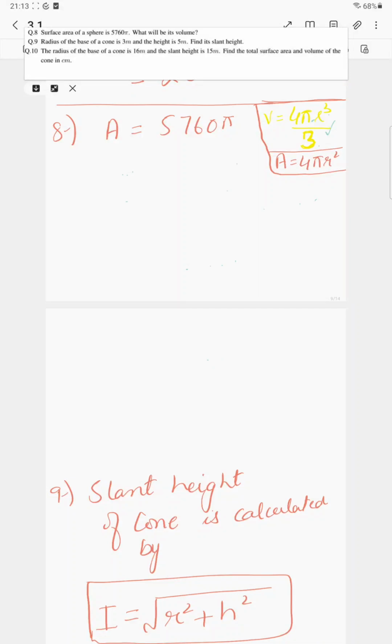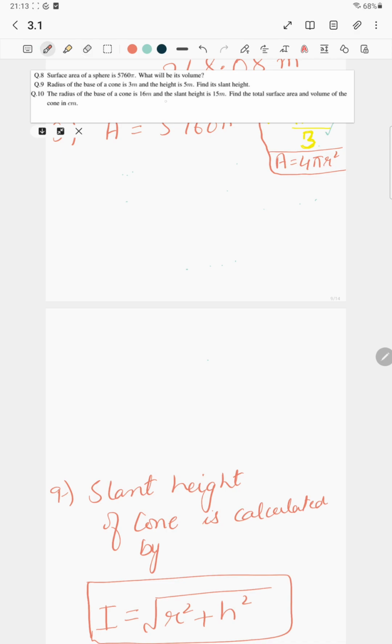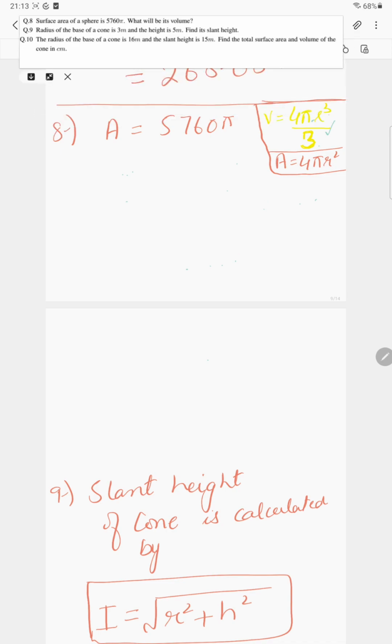Number 8. Surface area of a sphere is 5760 pi. What will be its volume? Now हमें surface area given है. So they are saying the surface area of a sphere. What is the formula to find surface area of a sphere? The formula to find the surface area of a sphere is 4 pi r square.